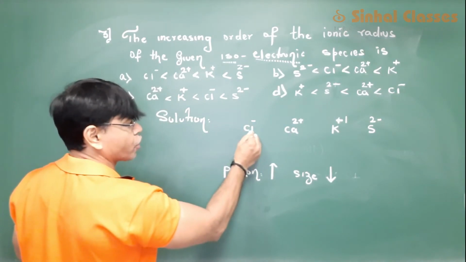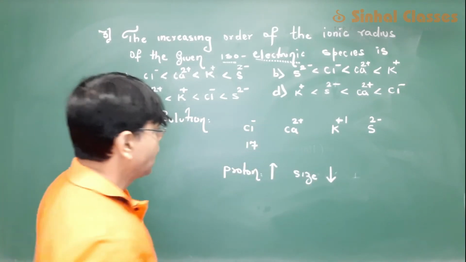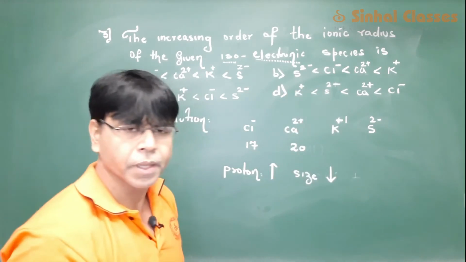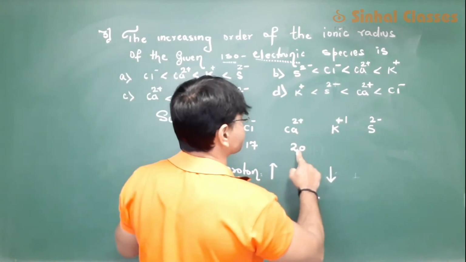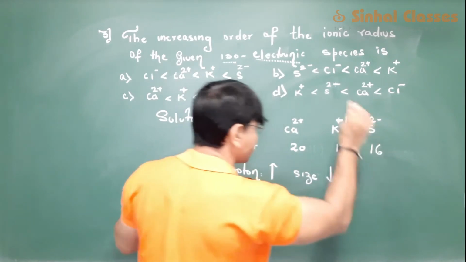Now in case of chloride, it is 17 protons. In case of calcium, it is 20. Potassium, it is 19. And sulfur is 16.